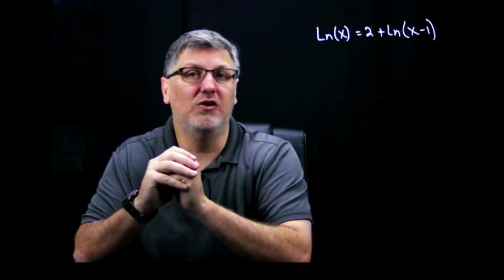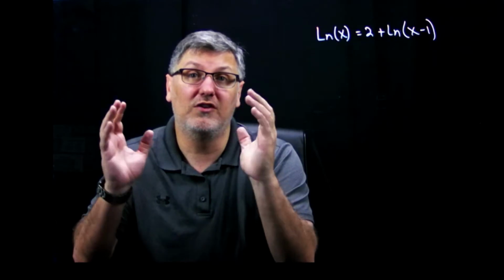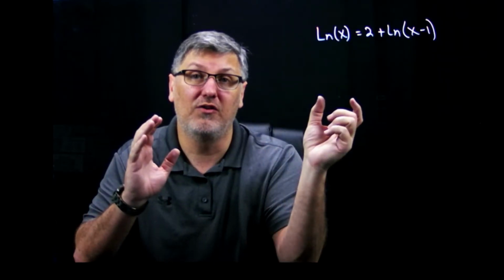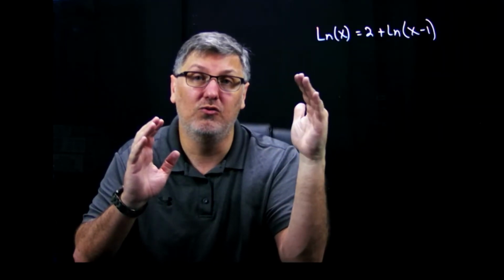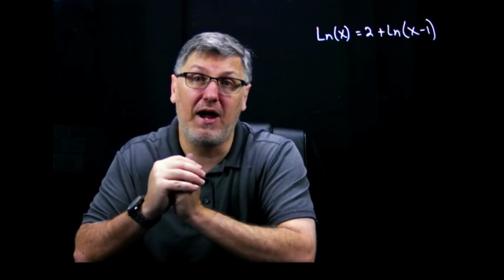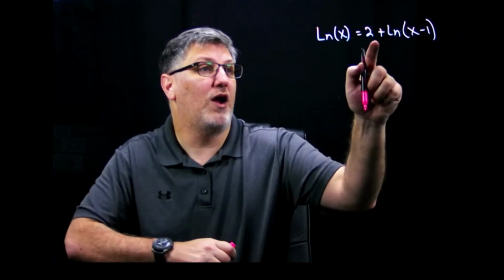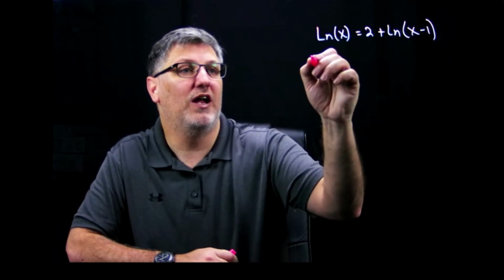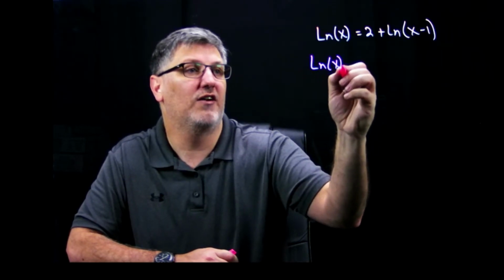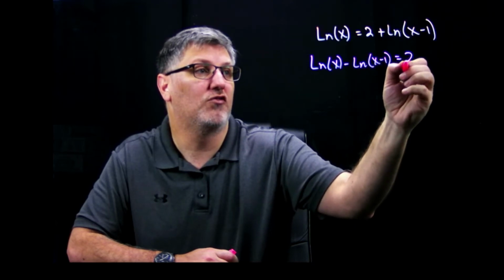But what I can do is put all of my ln's on one side, get a single log on one side and a number on the other, and I can use the definition and rewrite this as an exponential and see if I can solve it that way. So let's attack it from that point of view. I'm going to go ahead and subtract this ln of x minus 1, and I have ln of x minus ln of x minus 1 equals 2.